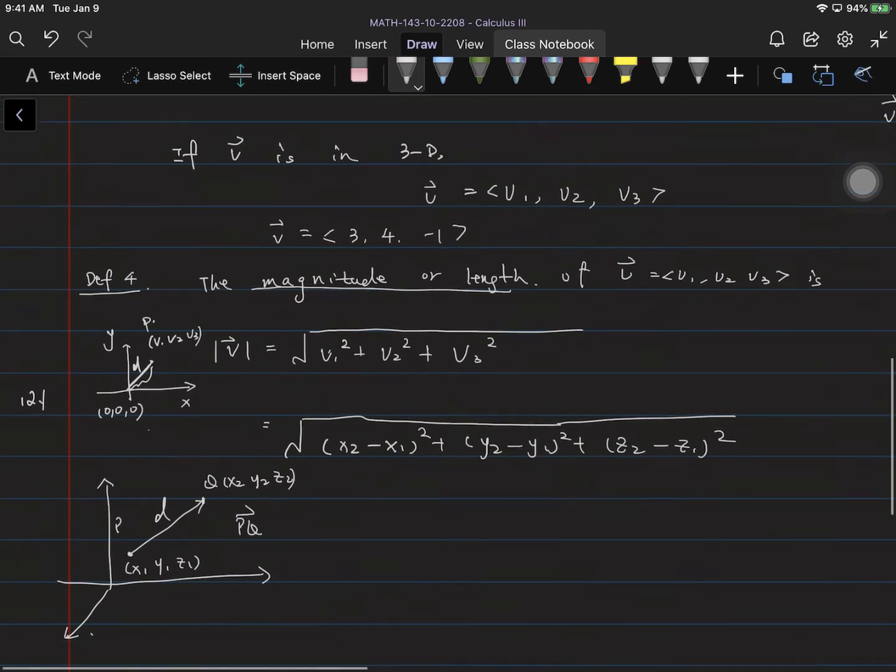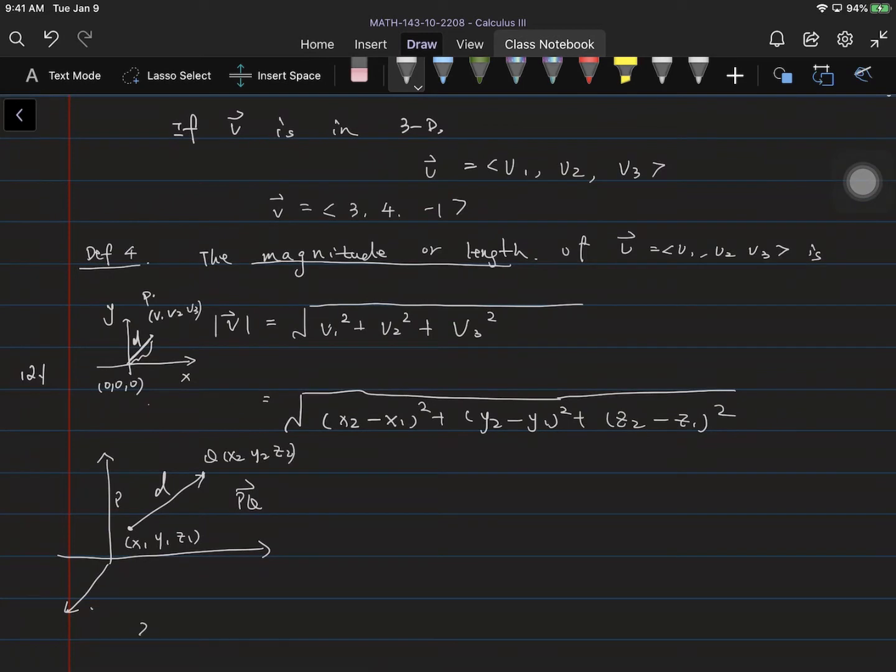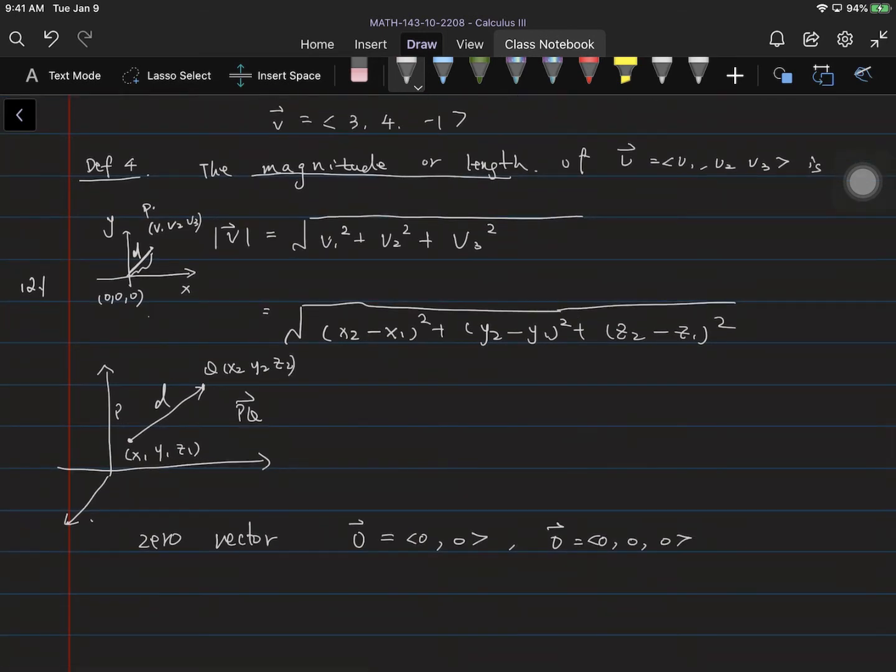Okay, that's the vector. And the zero vector, we define the zero vector as this. This is the zero vector in 2D, and the zero vector in 3D is just the origin, 0, 0, 0. And then now let's take a look at example 1.